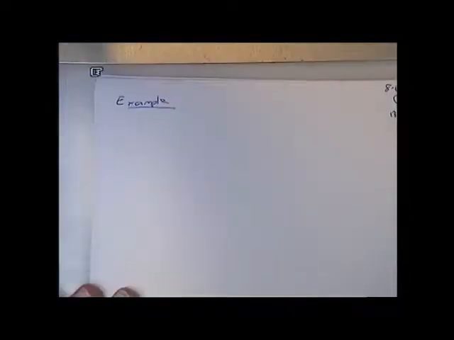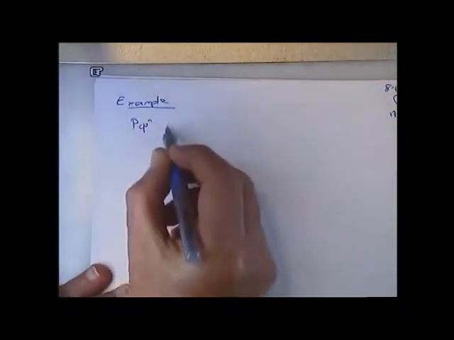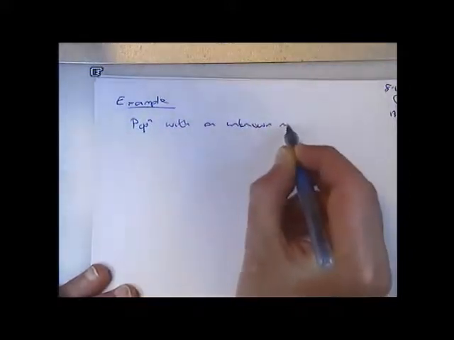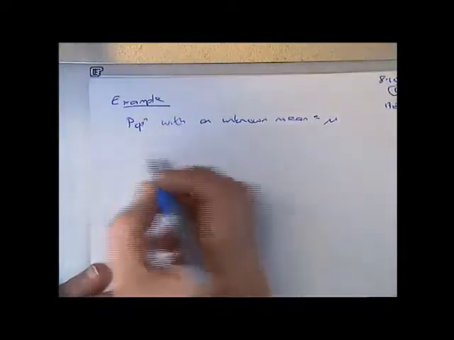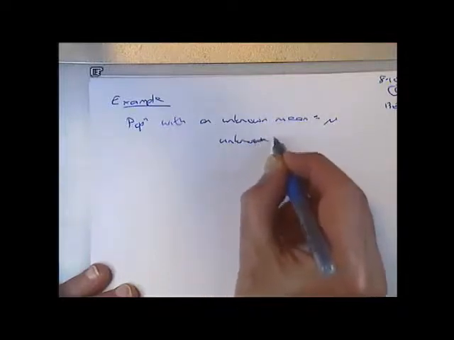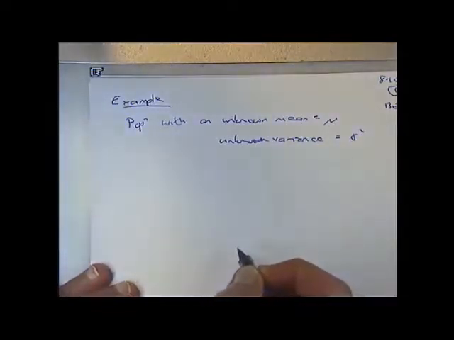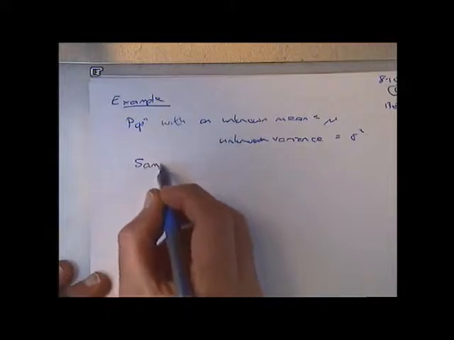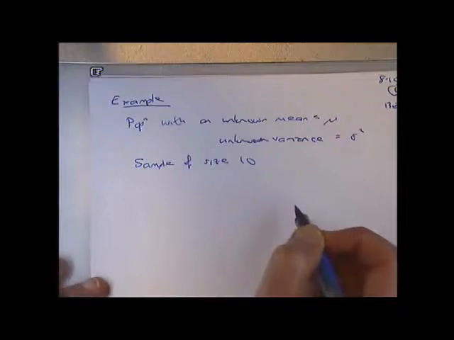What we're going to do now is just do a numerical example of this, okay? We are dealing now with a population with an unknown mean, which we will call mu. And this population also has an unknown variance, which we will call sigma squared. Now we have taken a sample of size 10 from this population.